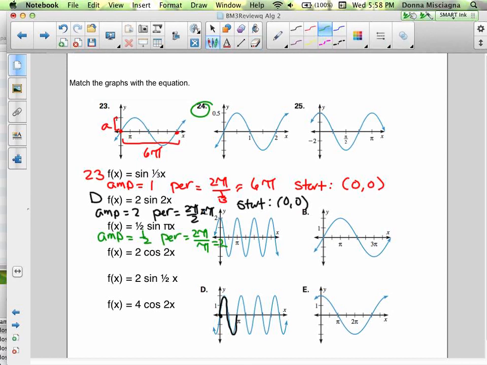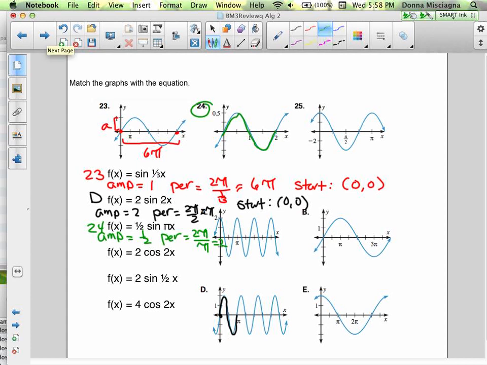Let's see if this graph is right though. Starting at 0, 0, that's right. Then it goes through its max, back to the beginning, minimum, and then it finishes off the cycle. Notice that took 2. So our third graph was indeed graph 24.